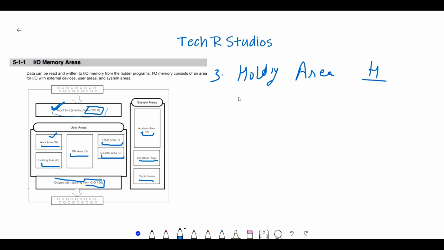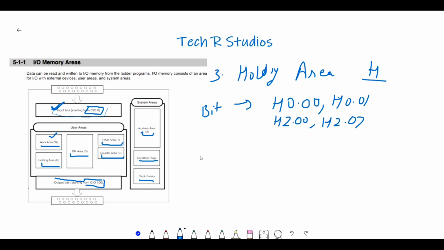It is represented by H. It is also bit addressable like this: H0.00, H0.01, H2.00, H2.07 and so on. And in word addressable, it is written like H0, H1, H5, H15 and so on.